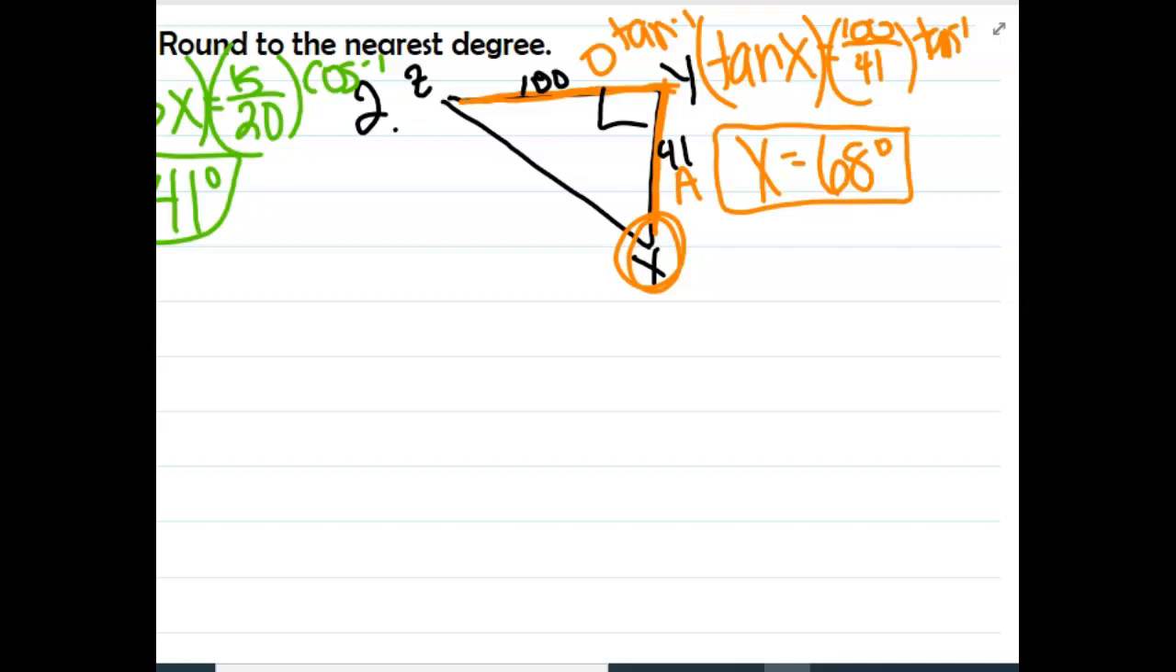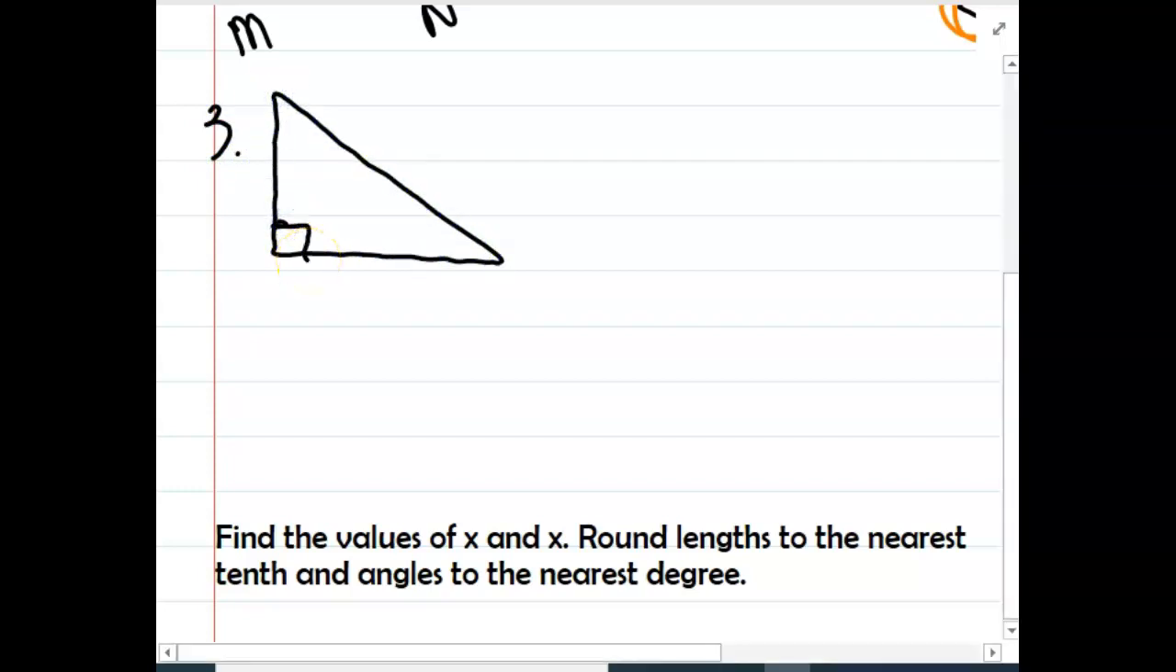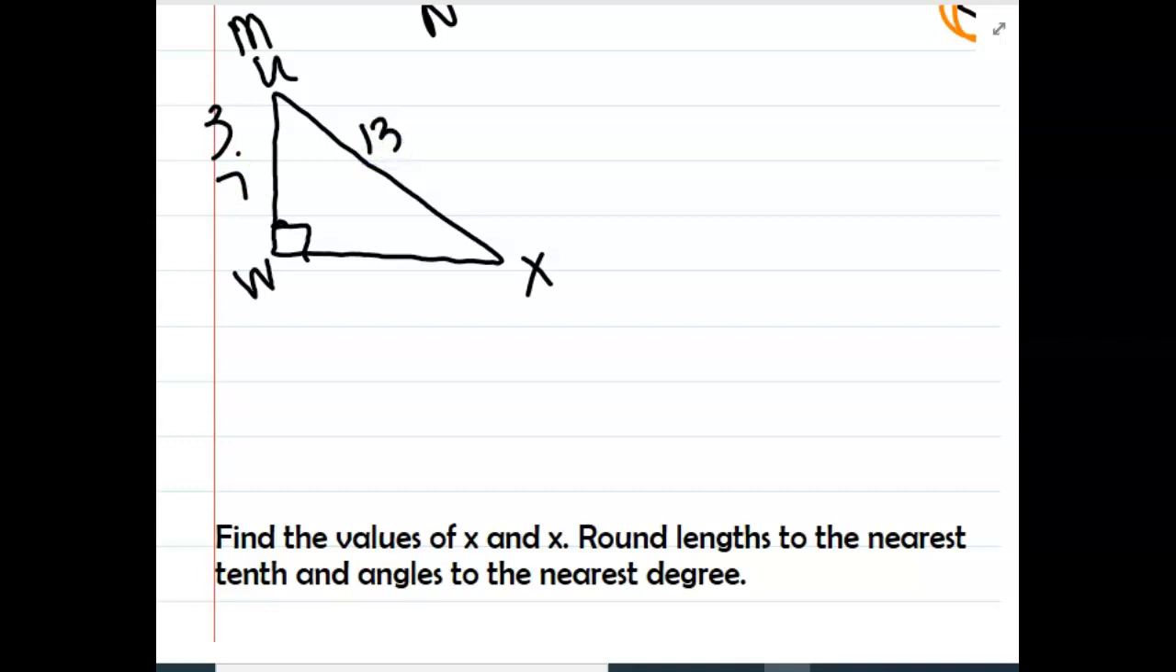I think in some ways it's easier than what we did yesterday, because it's kind of just one step in the answer. Okay, let's try a couple more. Okay, number 3, another right triangle. This angle over here on the right side is going to be X. What did we get? Should be 68. The right angle is going to be W. That top angle is going to be U. This side is 7. The hypotenuse is going to be 13.